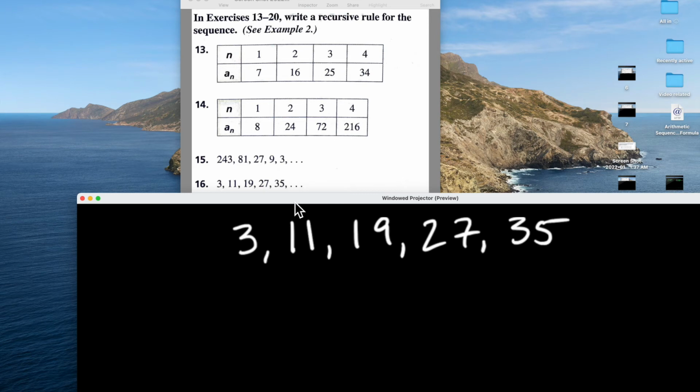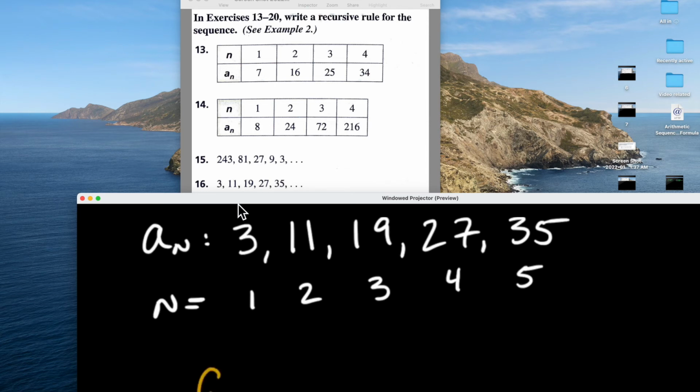Okay. Folks, these are the a values. That's the value at the given position. And here's our positions. No big deal. These are our n values. So if we were to graph this, this is our input, that's the output. Input, output. So what do we have going on here? If we want to find the value at any given position, what do we do? We take the value at the position before it and we add d.